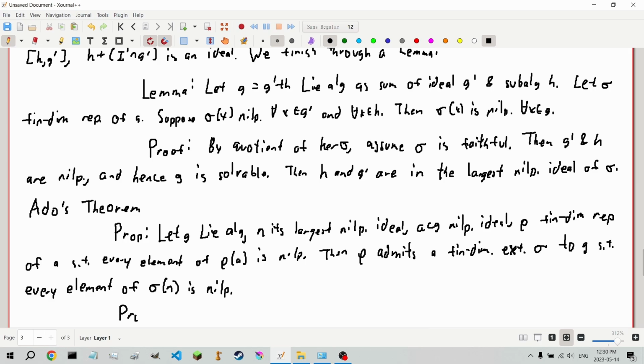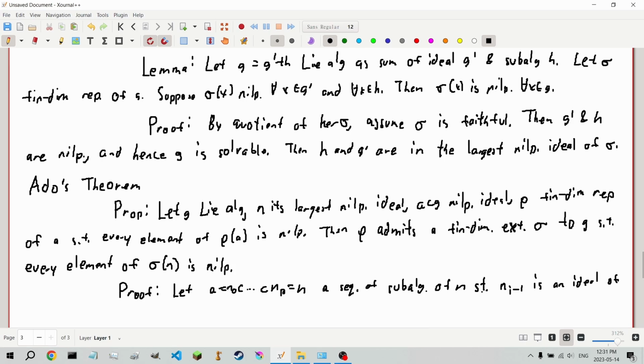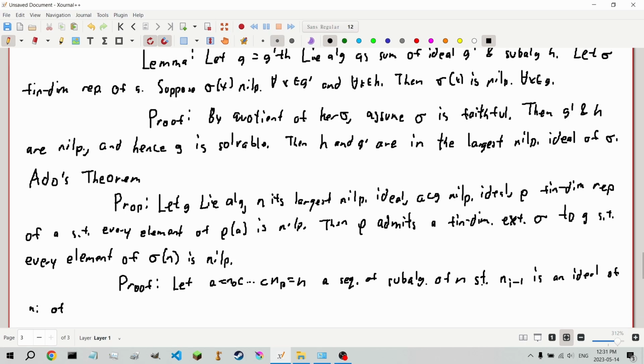And the proof, let A be equal to n0 inside n1 up until np, which is n, be a sequence of subalgebras of n such that n of i minus 1 is an ideal of ni of codimension 1.